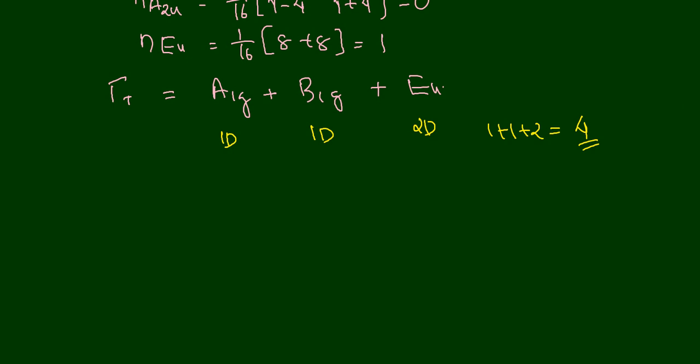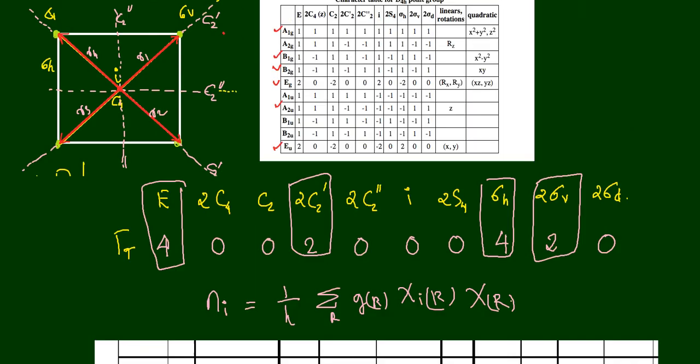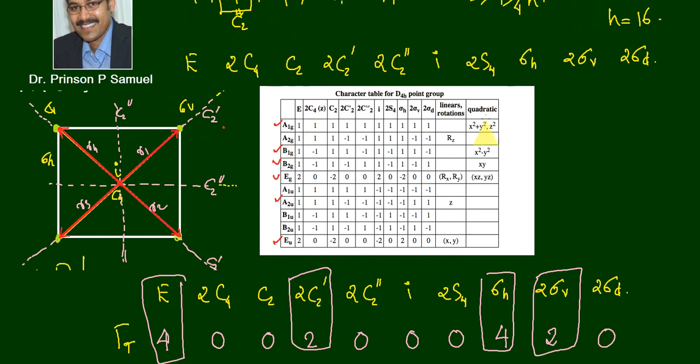Now we are going to assign which atomic orbitals these are. So we have A1g, then we have B1g, then we have Eu. These are contributing to the hybrid orbitals. So which are the hybrid orbitals corresponding to A1g? That is the totally symmetric irreducible representation, the first one. And you can see that z square belongs to that. So dz square belongs to this one.